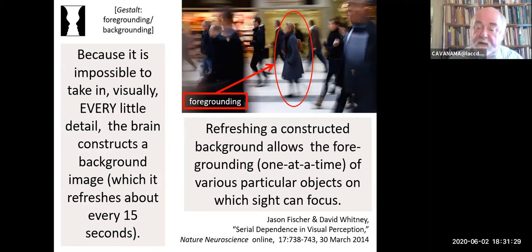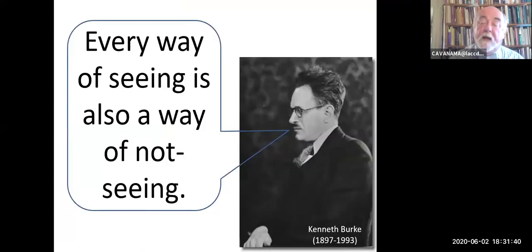This is Fisher and Whitney, a classic piece of research. And we refresh a constructed background. This allows us to foreground one at a time the objects we want to focus on. Kenneth Burke told us this a long time ago. Every way of seeing is also a way of not seeing. That is, I don't have my glasses here now, but I could look through my glasses and see, or I could look at my glasses, but then I'm not looking through them and not using them.